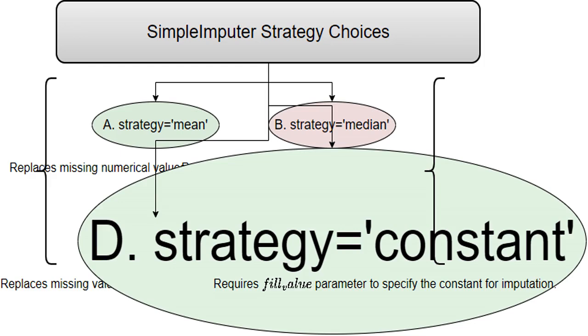The constant strategy is pretty straightforward. You will need to use the fill_value parameter. I'll give you an example. If you set fill_value to 0, then all missing values in your data will be replaced with 0. It's like filling in blanks with a specific number or word.